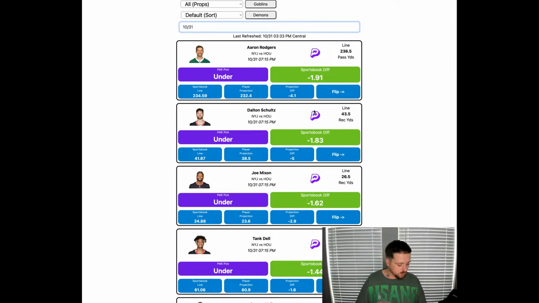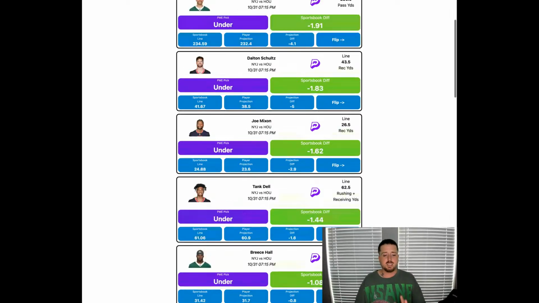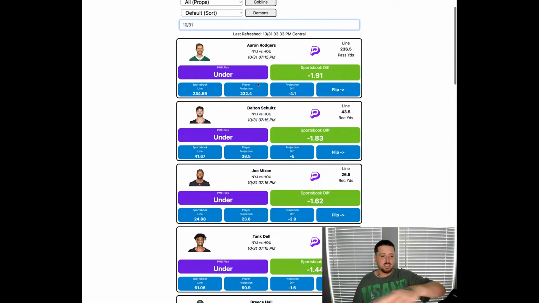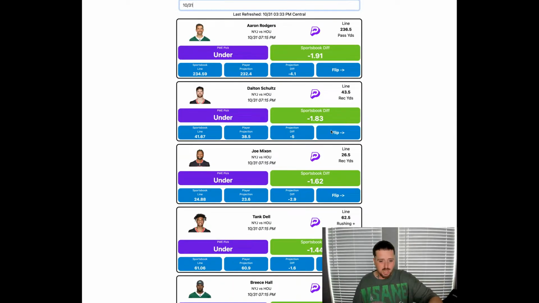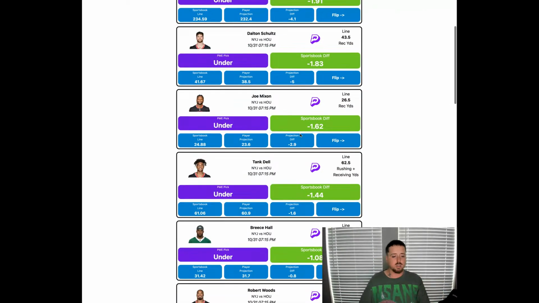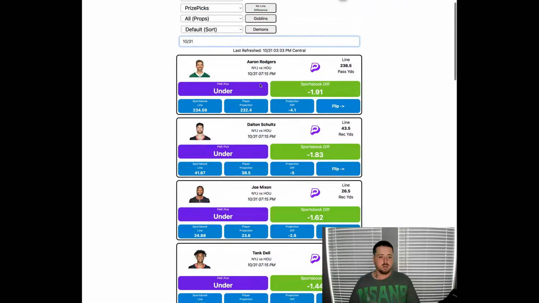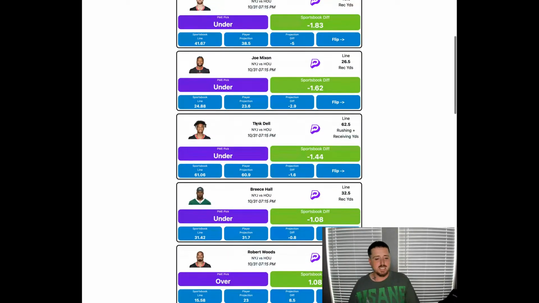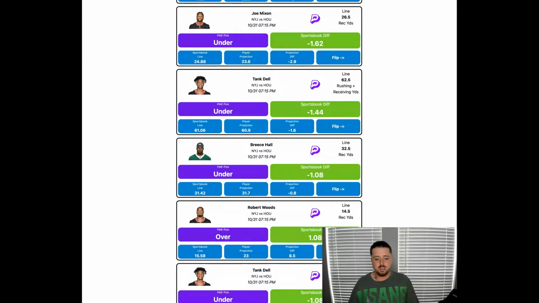Dalton Schultz under 43.5 receiving yards, under is a minus 1.83. And remember, they're all already in order from the best to the least best. Like literally from minus 1.91 is the best value, and then minus 1.83 is the next best, minus 1.62. A lot of undervalues. Rodgers, Schultz, Joe Mixon, Tank Dell, Breece Hall, all great values on their unders.